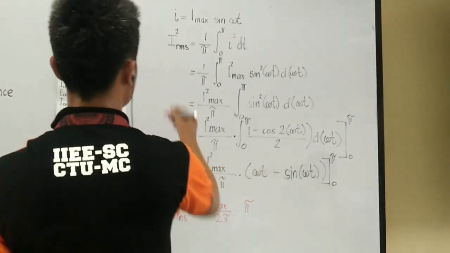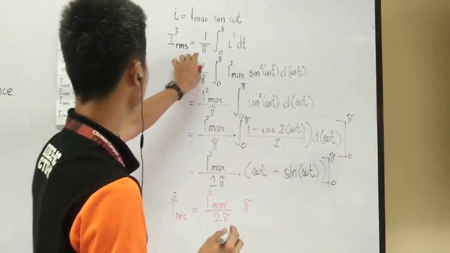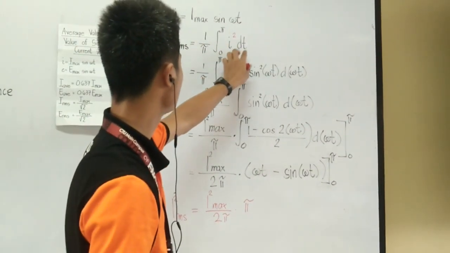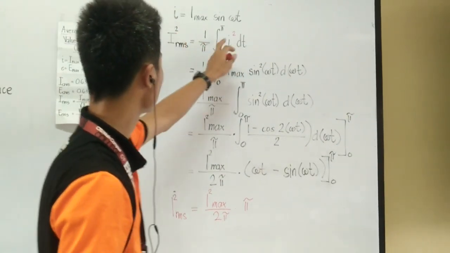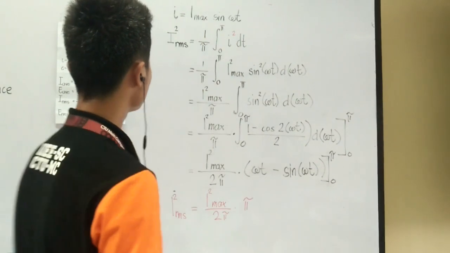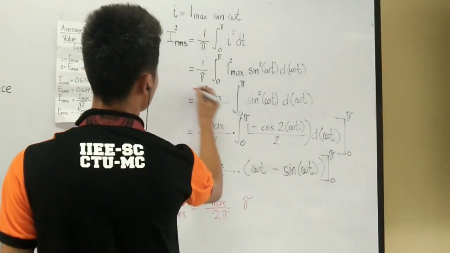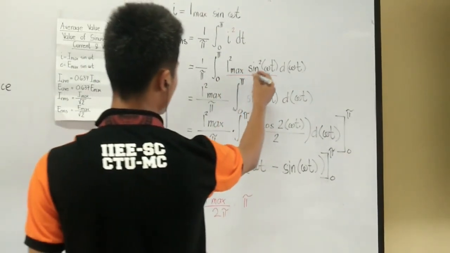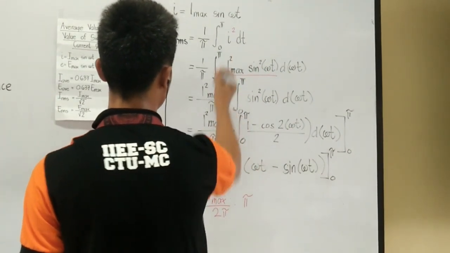Our T here is equal to pi, so we substitute T equals pi. Therefore, we have 1 over pi integral of i squared dt, where i is a differentiable function of the current, from the limits 0 to pi. So we have i here, and we substitute the value of i. Here, I max squared sine squared omega t d omega t from the limits 0 to pi.